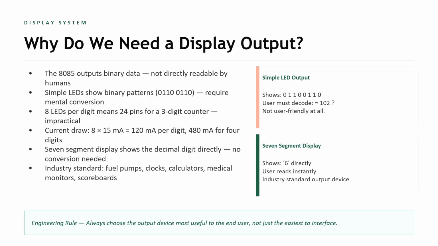And from a power perspective, 8 LEDs at 15 milliamperes each is 120 milliamperes per digit. For 4 digits, that is 480 milliamperes, which is impractical for a battery powered system. The 7-segment display solves all of this. The user reads the decimal digit directly, no conversion needed. It uses only 7 pins per digit, and it is an industry standard used in fuel pumps, digital clocks, calculators, medical monitors, and scoreboards all over the world.